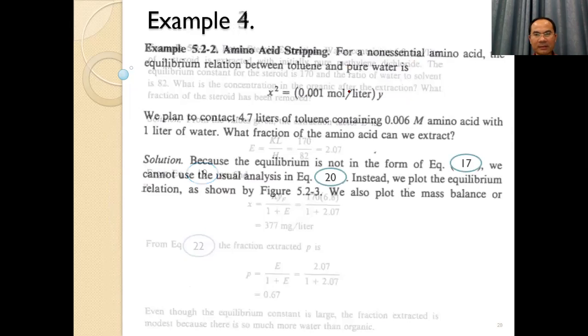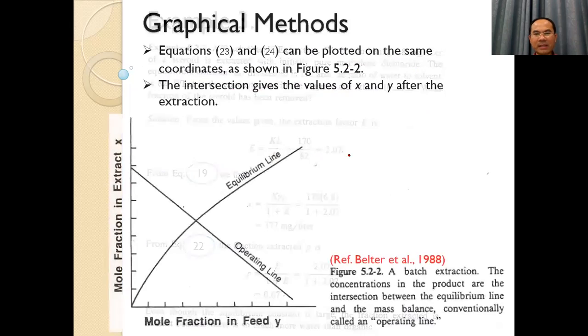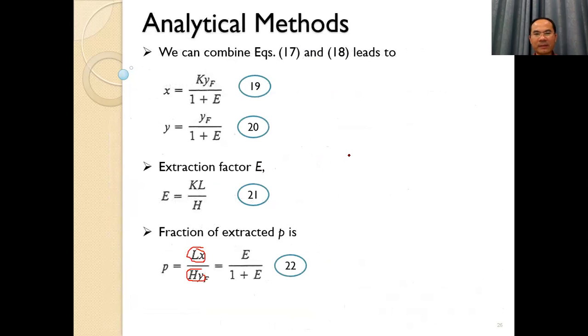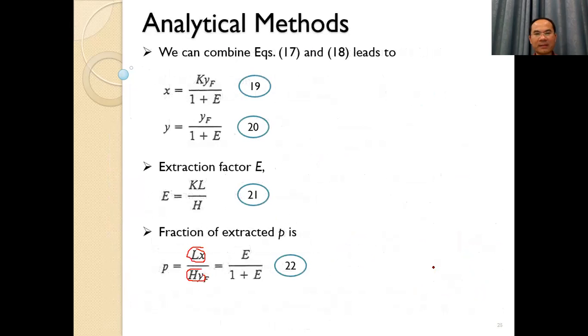X. That's right. Okay. For this case, from the given values, we can calculate E. E is KL divided by S. From the problem, you know S over L equals 82. K is 170. You get E equal to 2.07. And then from equation 19, you can calculate X. X is the amount of the solute in the organic, in the extract phase.